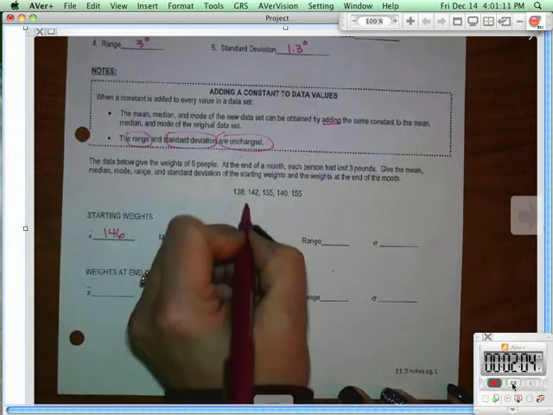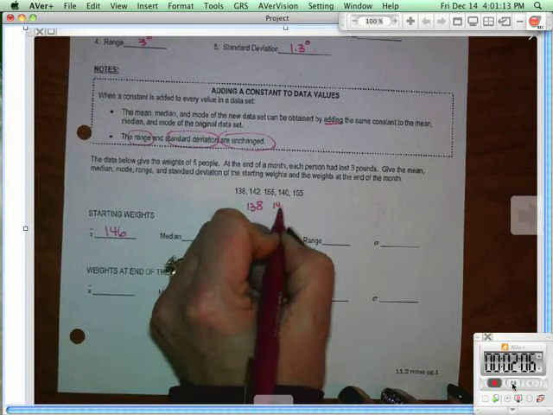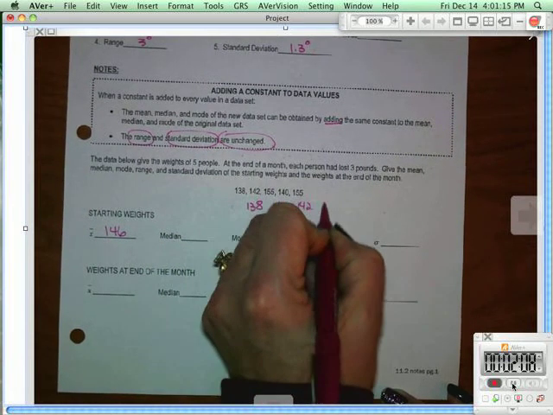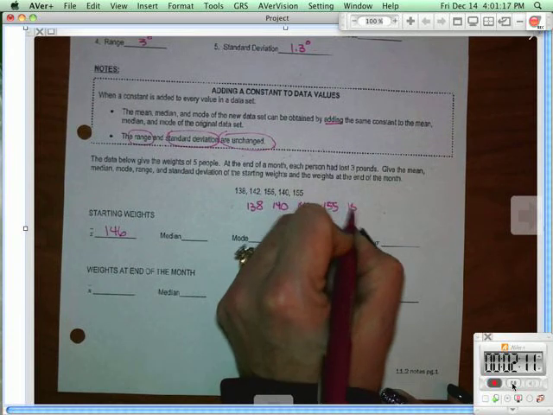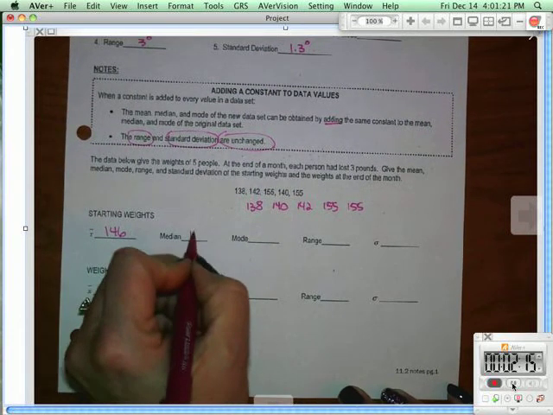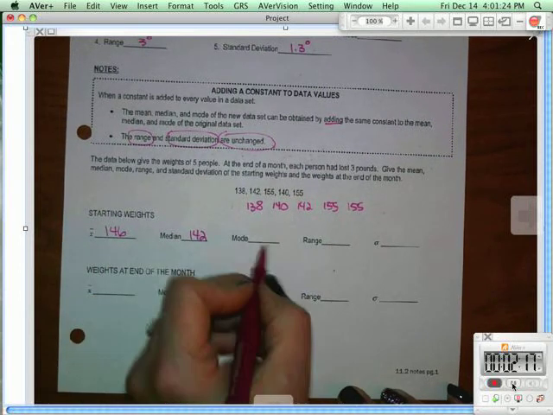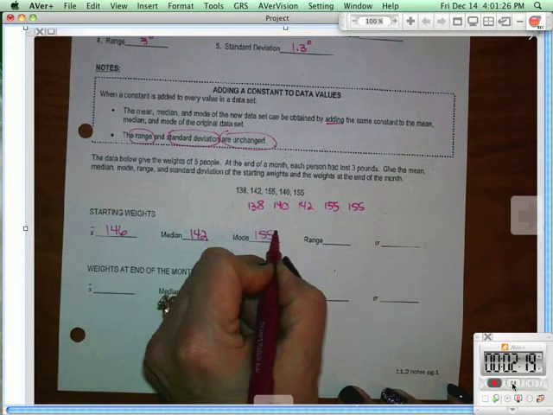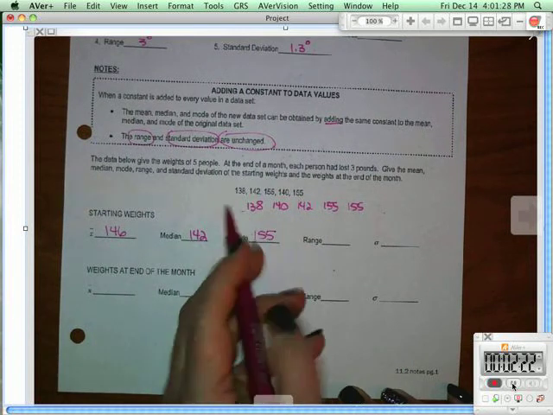If we put them in order, we can see that the middle weight's going to be 142 and the one that occurs the most is 155. The range is subtract the lowest from the highest, that's 17.